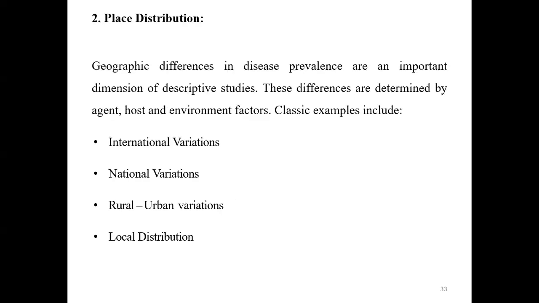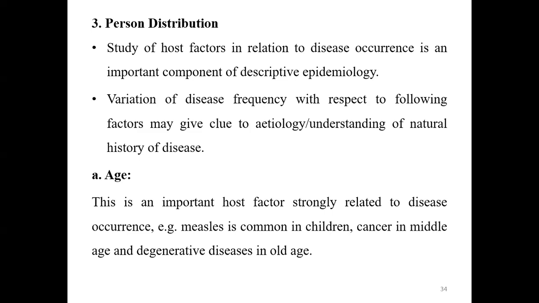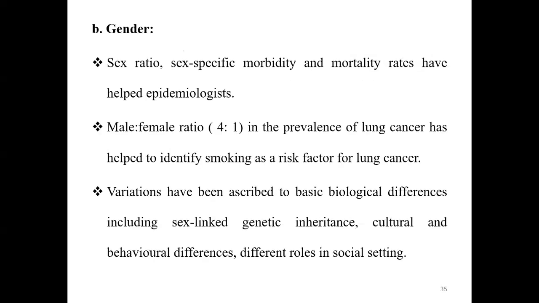Second is place distribution, which includes the geographic differences in disease prevalence, which are important. It includes international variations, national variations, urban, rural, and local distributions. Third, coming to the person distribution, which includes the study of the various host factors in relation to the occurrence of the disease. So it can be age. It is an important host factor strongly related to disease occurrence. For example, measles is common in children, cancer in middle age, and degenerative diseases in old age.